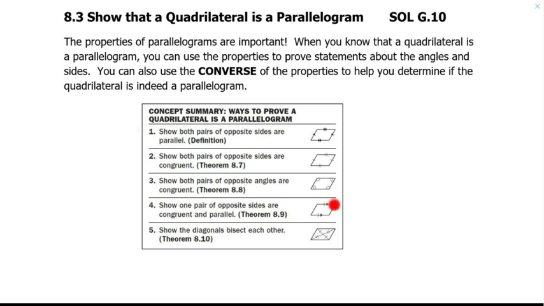Fourth one, if we show that one pair of sides is not only parallel but also congruent, so the same pair of sides, parallel and congruent, that's enough information to show that it's a parallelogram. Or if we were to show that the diagonals bisect each other, that's enough information. So 5 different ways that we're able to determine if a quadrilateral is in fact a parallelogram. Let's take a look at some examples.